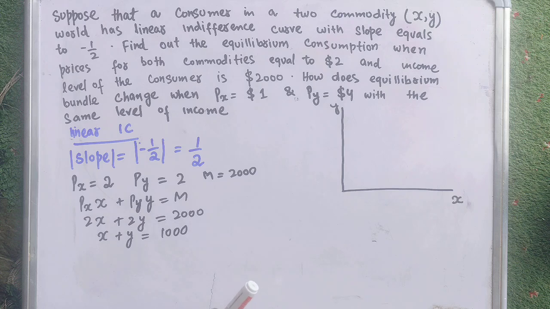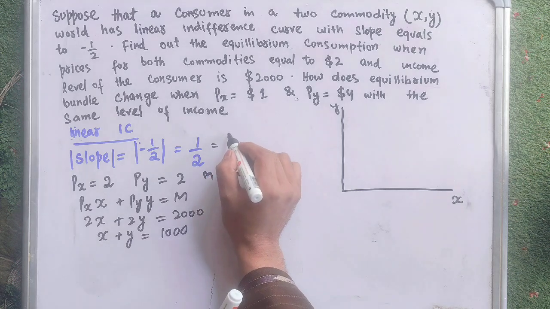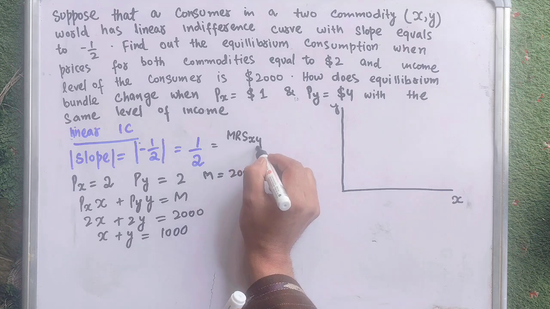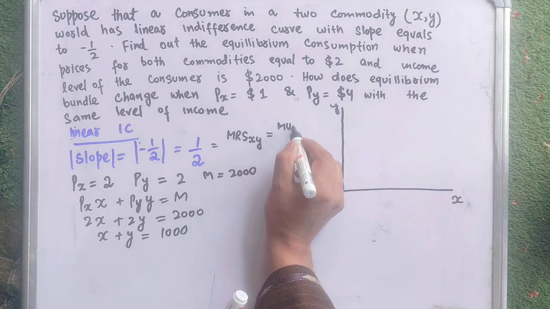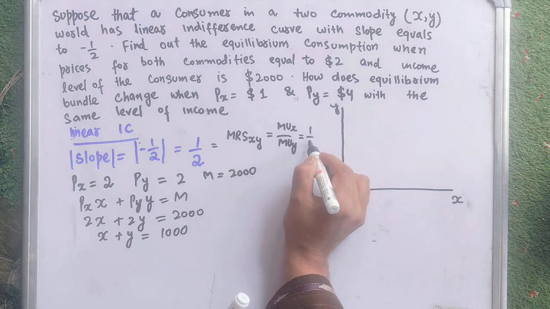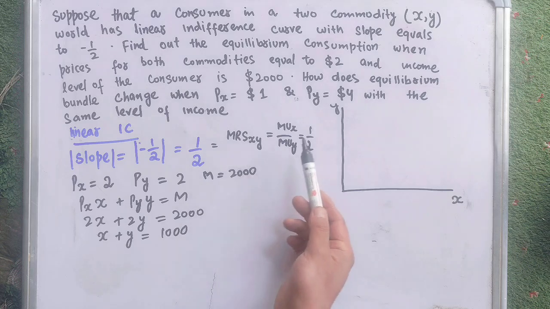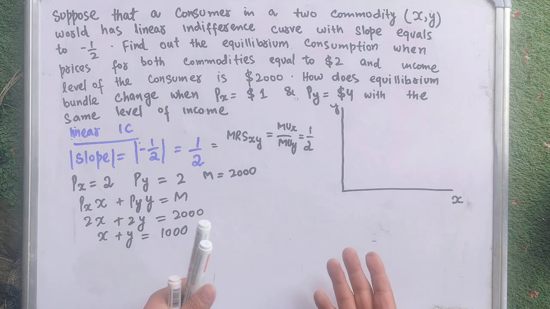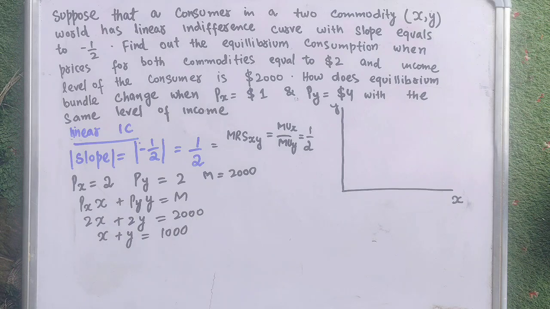What is the endeavor of the consumer? Consumer wants to maximize utility here. But we don't have the utility function, but we have the slope of the utility function. Now we know that slope of the utility function is simply the marginal rate of substitution between good X and Y, which is equal to the marginal utility of good X upon marginal utility of good Y, and it is equal to 1 upon 2. The slope of the indifference curve is actually our marginal rate of substitution, or our marginal rate of substitution is actually the slope of the indifference curve.